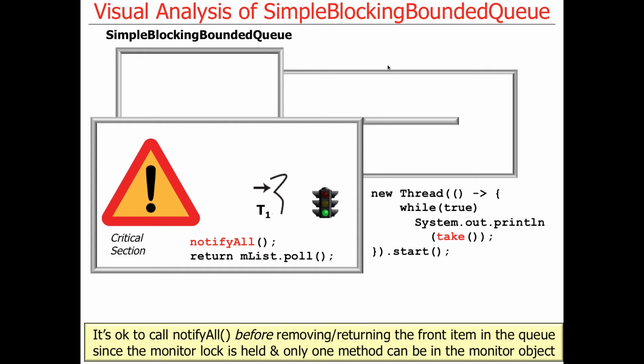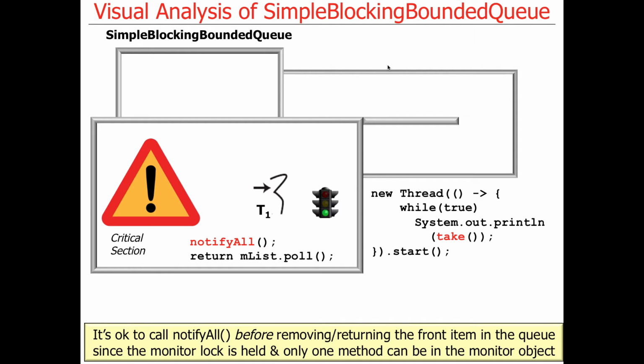Now this is a little curious. You might think to yourself, why are we notifying everybody and then removing the item from the queue, as opposed to removing the item from the queue and then notifying everybody? The reason we can do this is because the monitor lock is still held. So even though we've notified everybody, they can't get into the critical section until we release the lock. So there's really no problem doing this, and it just made the code ever so much shorter.